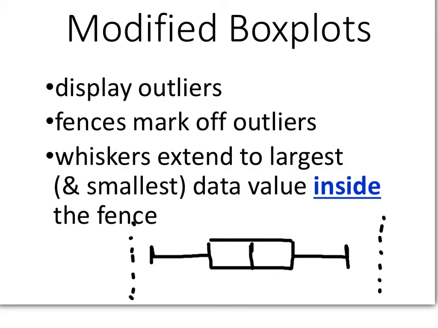So in my picture here, I have my quartile 1, quartile 2, quartile 3. This would represent my minimum value, and this right side would represent my maximum value. And these two dotted lines represent my fences that would mark off any outliers. So if I did in fact have an outlier, it would be represented by just a single dot on the outside of that fence.